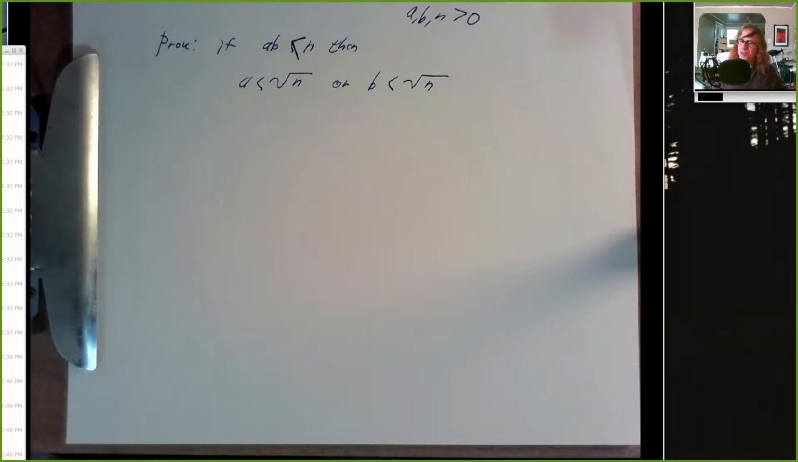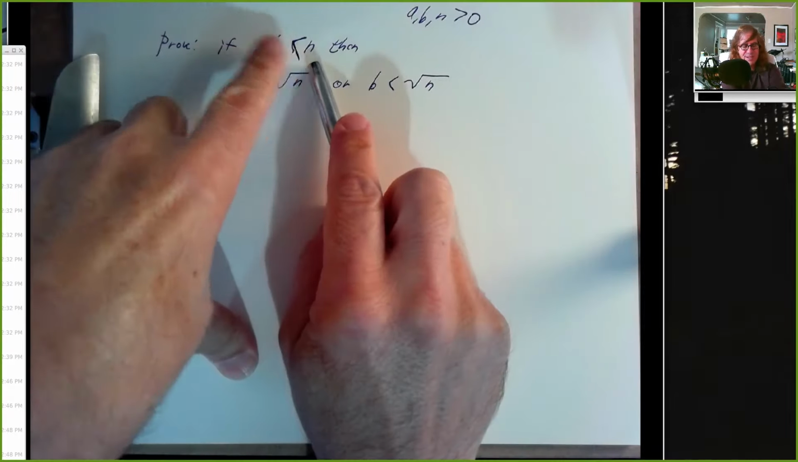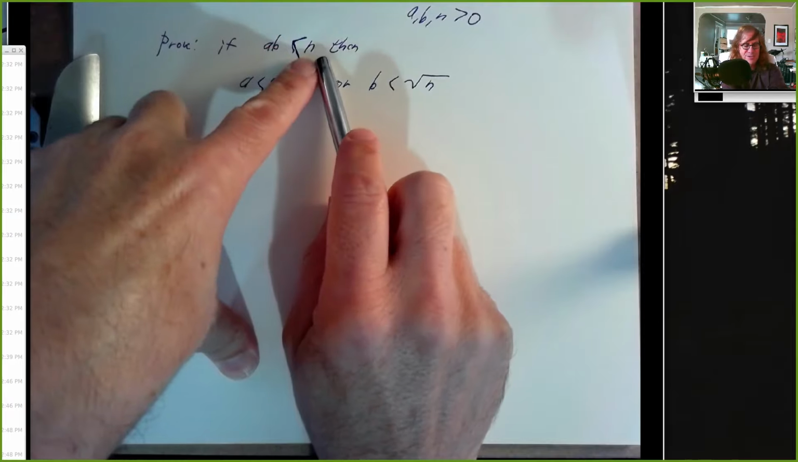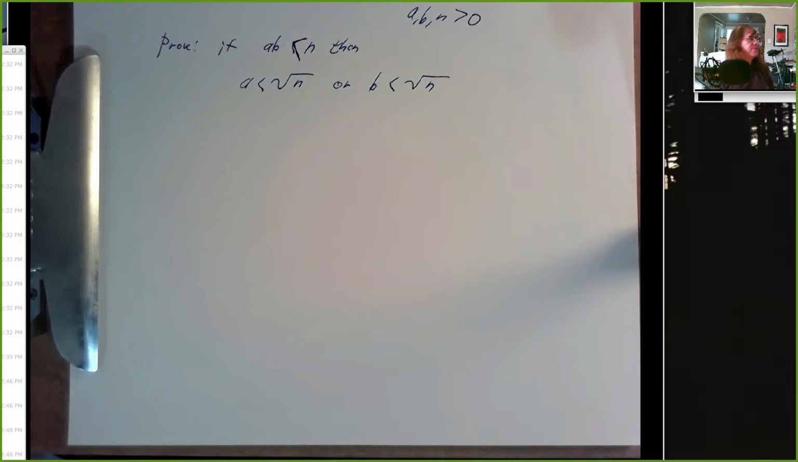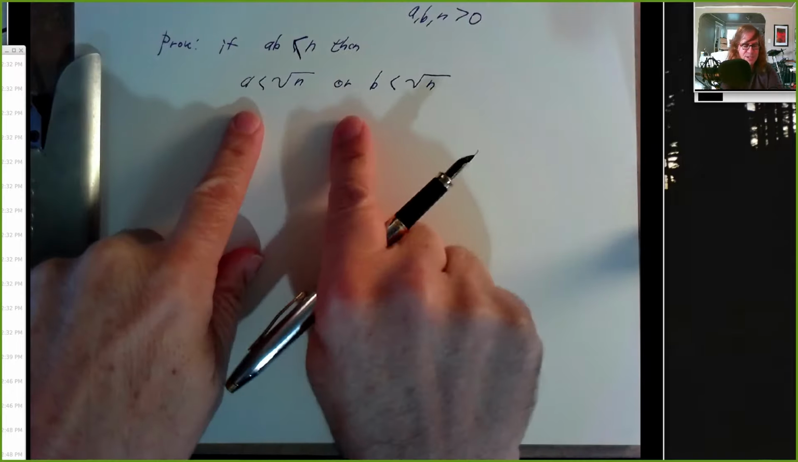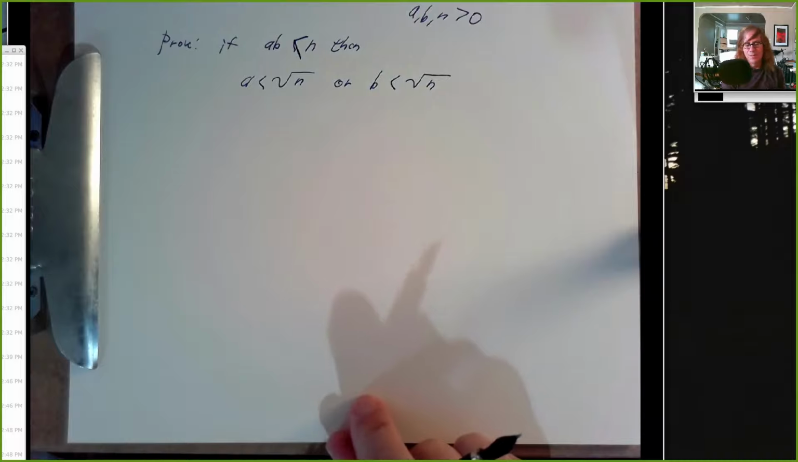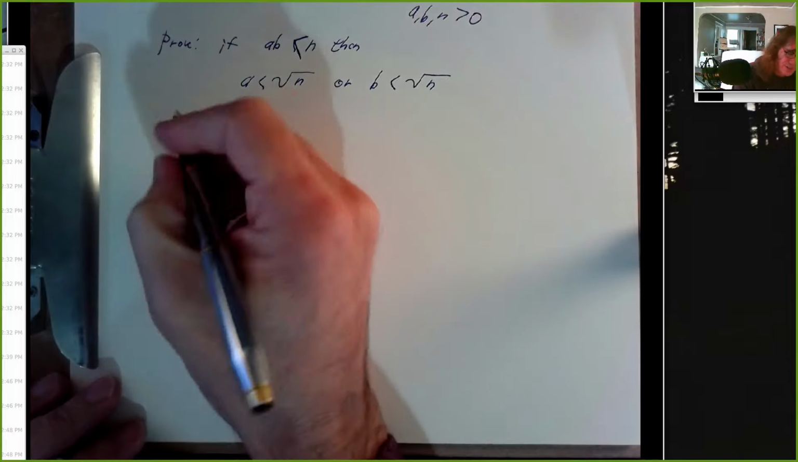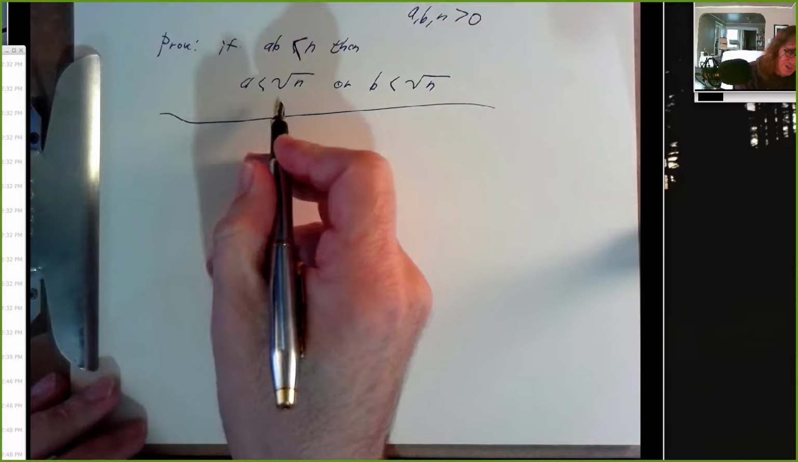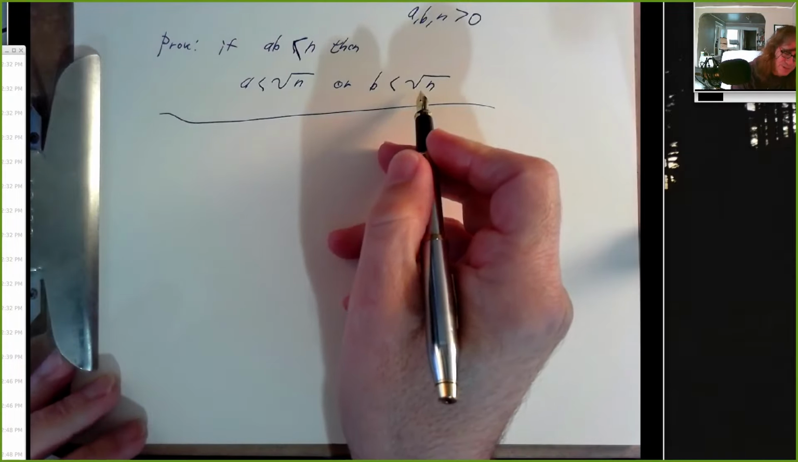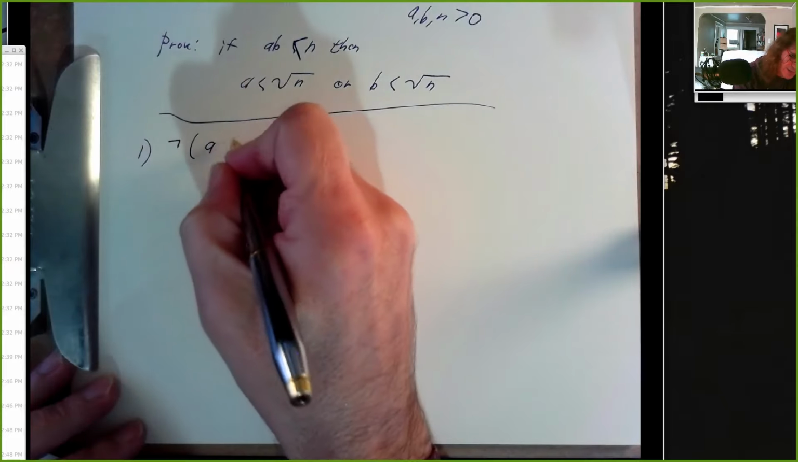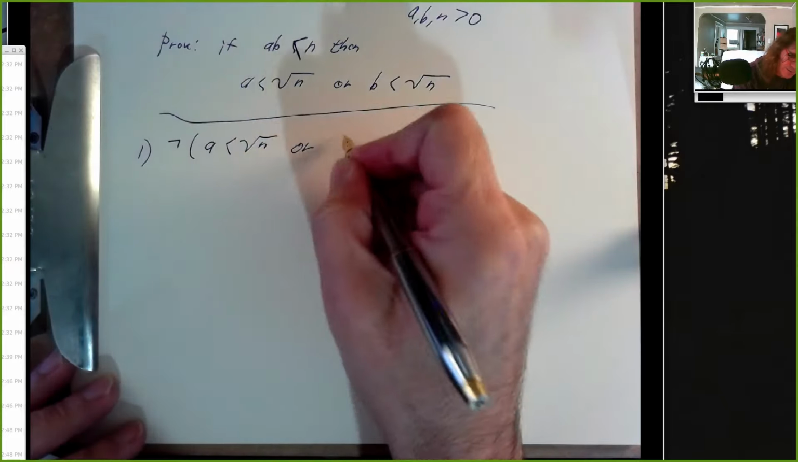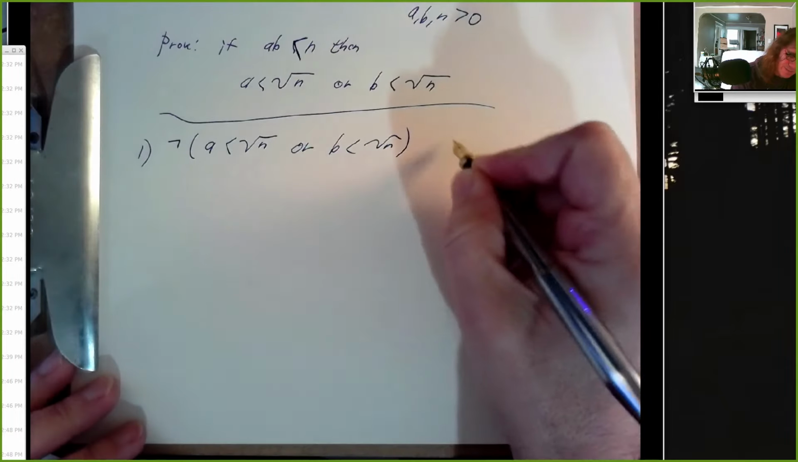And maybe there's a way to do this with a direct proof, to start off with a times b is less than n, and then take the square root of n over here, and this is the square root of a times the square root of b. But I don't know how to directly show this starting with that. But an indirect proof is really easy. So we want to prove that this or that is true. So step one, I'm going to assume the negation of a is less than square root n, or b is less than square root n.